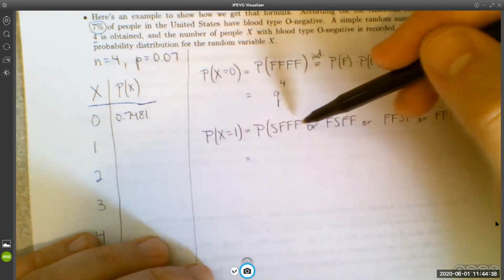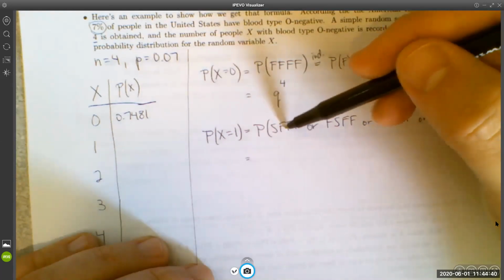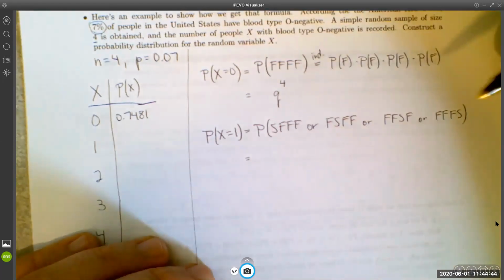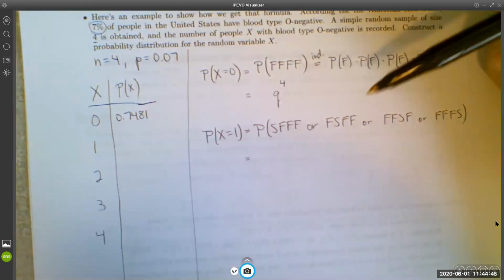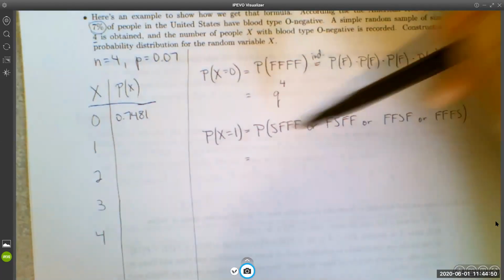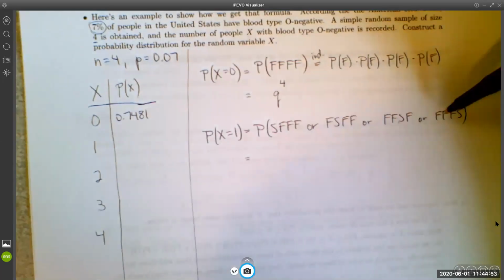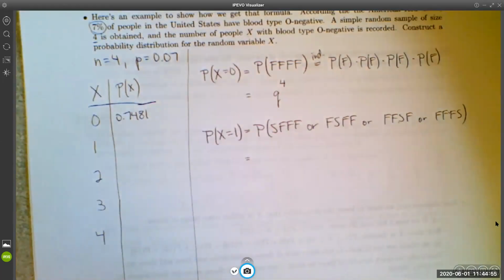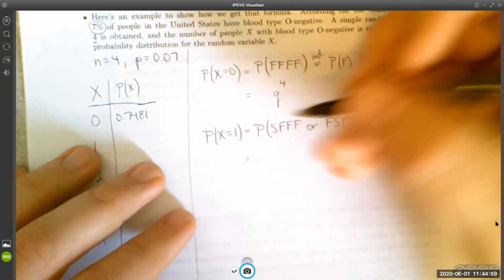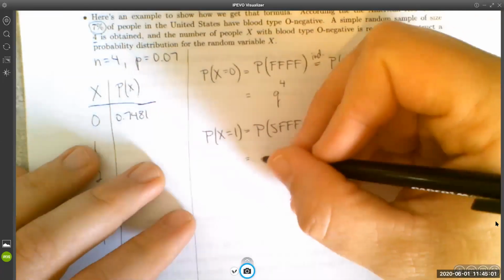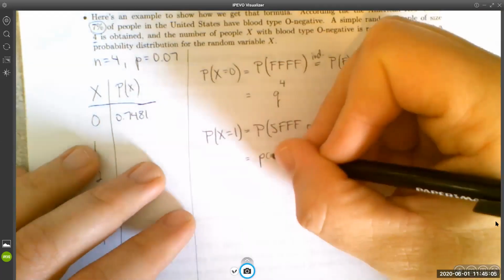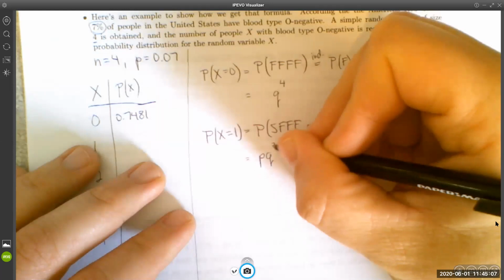Since the trials are independent, this is all just going to turn into multiplication. And since multiplication is commutative, that is, since we can do multiplication in any order we want, what we really have is 4 copies of exactly the same thing. So instead of writing it out 4 times, what I'll say is, I have the probability of success times the probability of failure multiplied by itself 3 times.